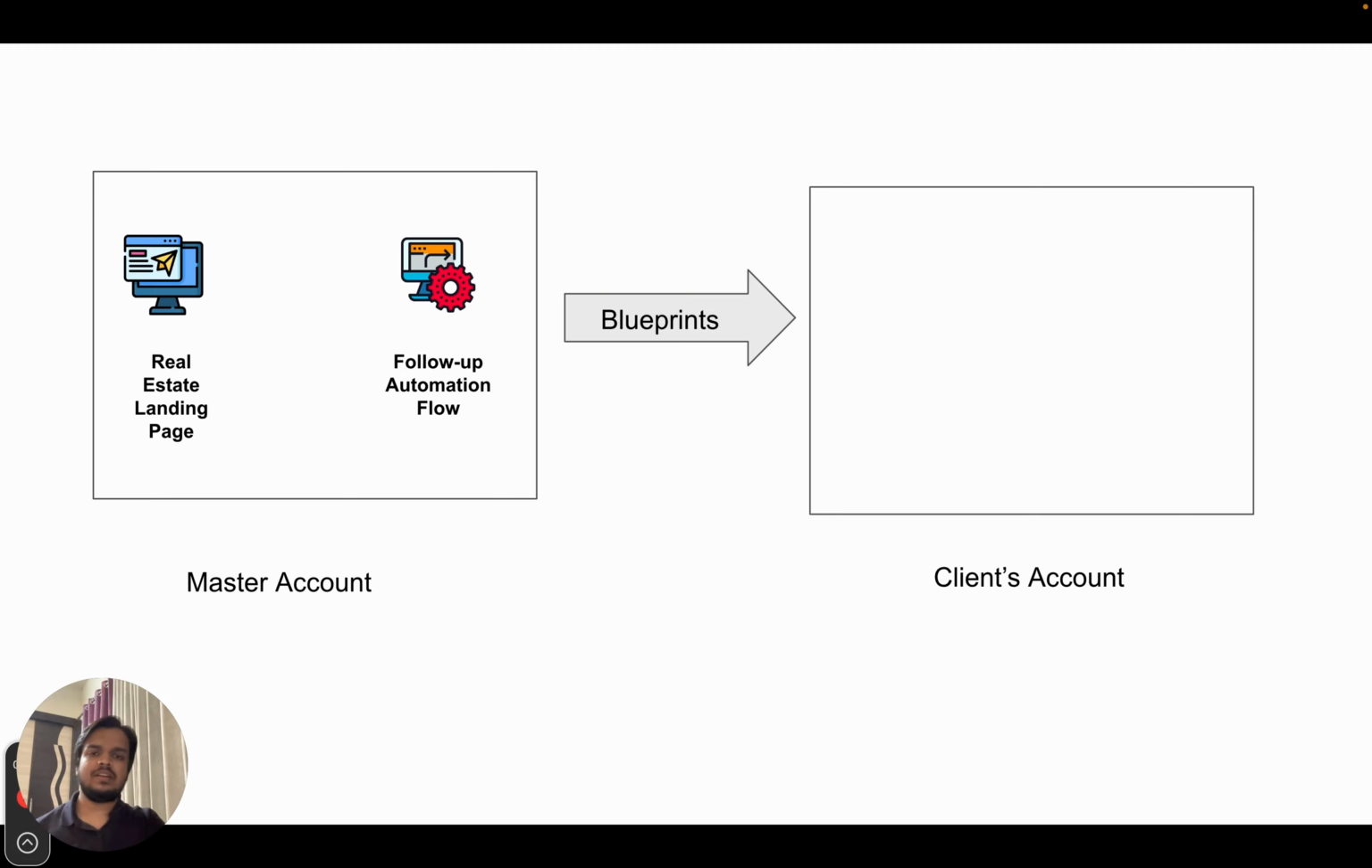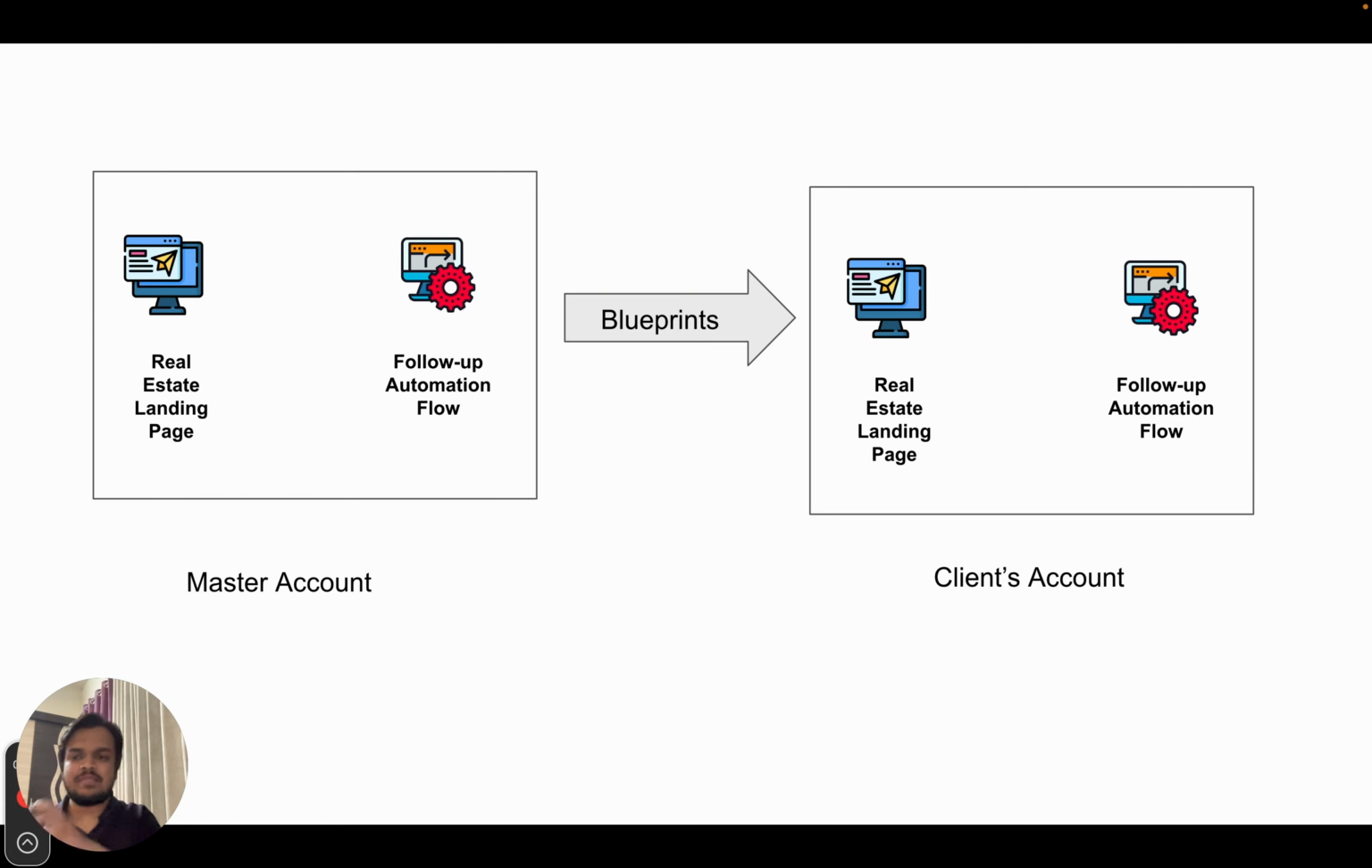And with this blueprint we have installed the same landing page and follow-up automation series in the client's account, which is like this over here, and it is going to be a complete replica of what you have created in the master account. How easy it is. If you're an agency and building the same landing page and automation for your clients, you don't have to do the same repetitive task, because now you just create that one landing page and automation in your account, and using a blueprint, within a single click you can duplicate all of this in your client account.